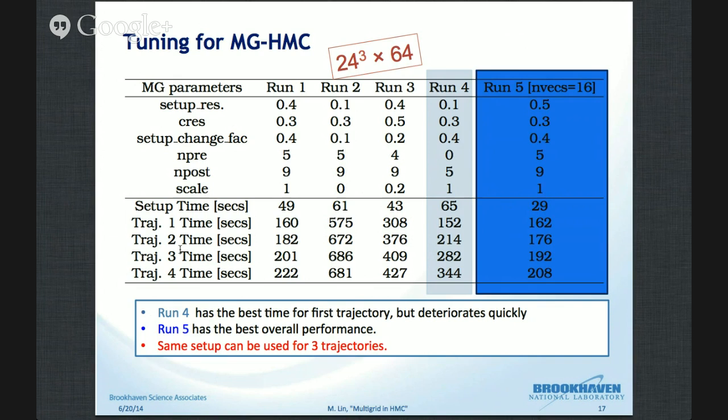I have a question. I'm sorry, I'll go first. What was a typical trajectory time if you didn't do multigrid? I will show you later. I'll show a comparison.